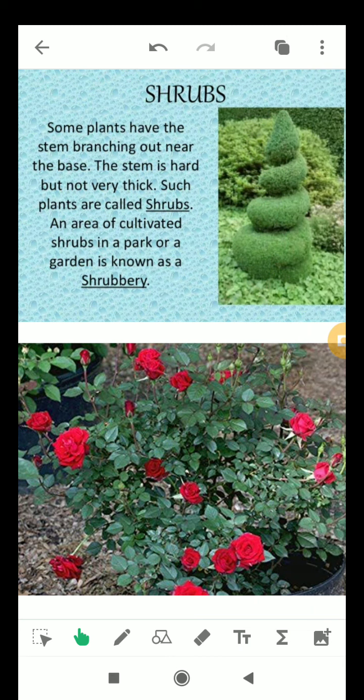The stem is not very thin but thin, and it is quite harder than that of herbs. The stem has branches near the base of the plant. The lifespan is many years, but less than the lifespan of a tree. The examples of shrubs, as you have seen, are the rose or China rose, or lemon. These are the shrub plants.